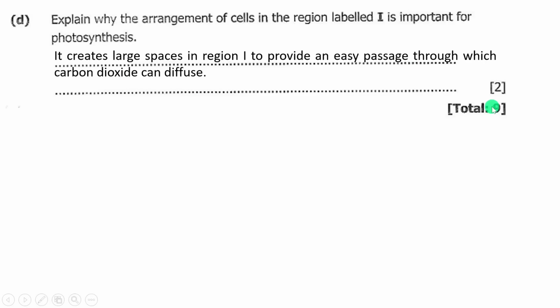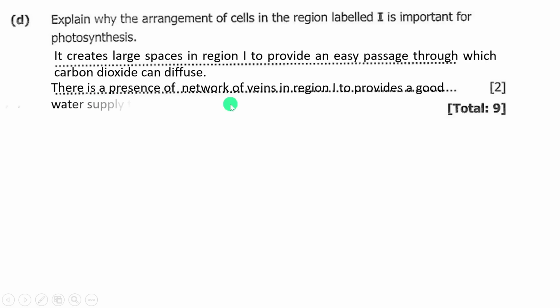Not only that, because it's 2 marks, there is also the presence of a network of veins in region I to provide a good water supply to the photosynthesizing cells.